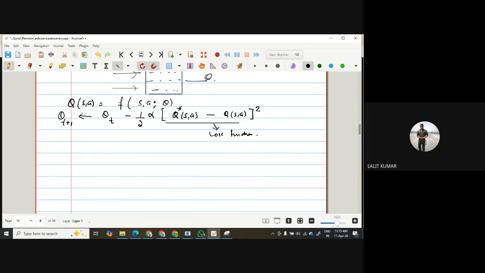This Q(S,A) is nothing but your function of theta, that is, as per your present theta, what is the value of Q(S,A)? Q star is the target. The problem is that we don't know Q star. So what do we do? In place of Q star, we use the TD target.